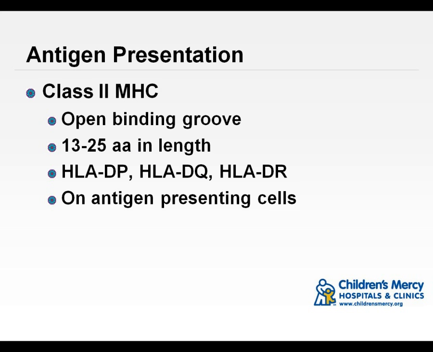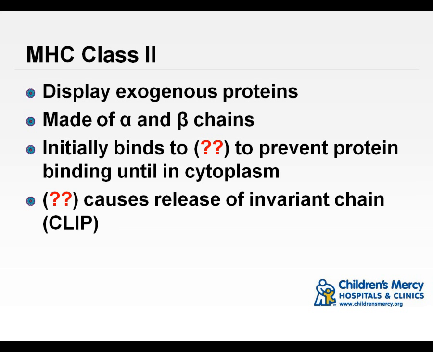You find class 2 MHC only on antigen-presenting cells, not all cells, just antigen-presenting cells. So they tend to display exogenous proteins, for example, that have been phagocytosed by that antigen-presenting cell.